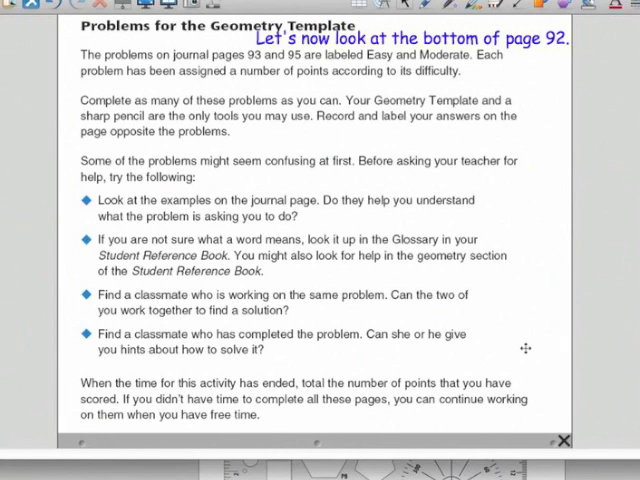When the time for this activity is finished, you're going to total up the points that you've scored. And if you didn't have time to complete all the pages, you can continue working on them when you have free time, and we'll see who can get the most points.